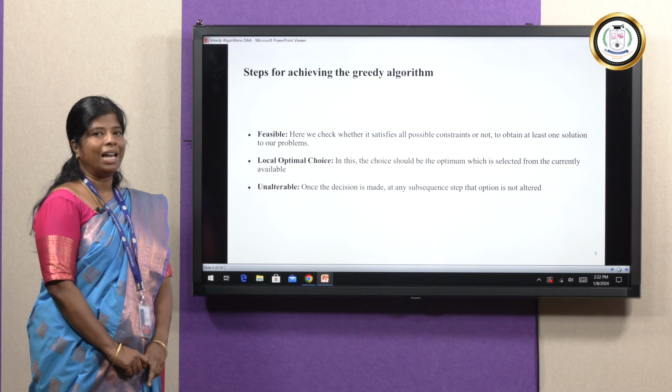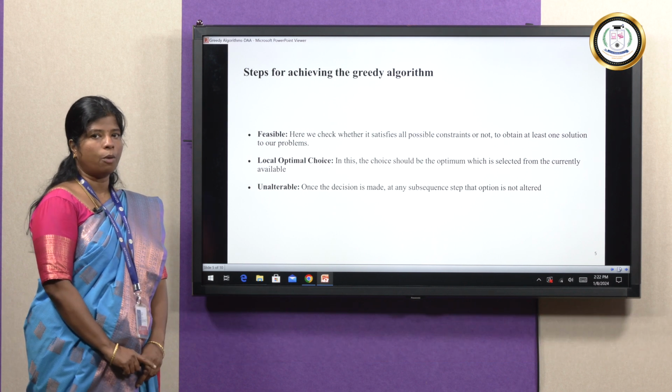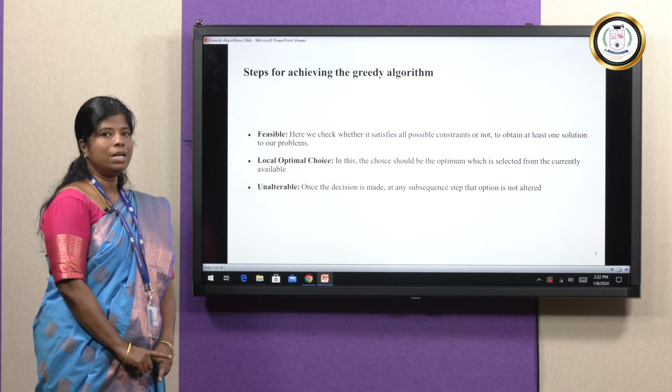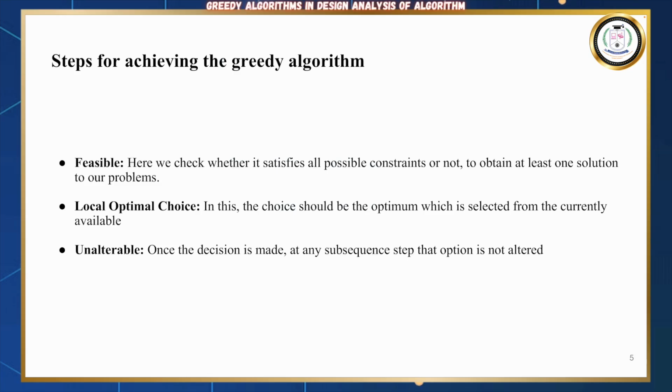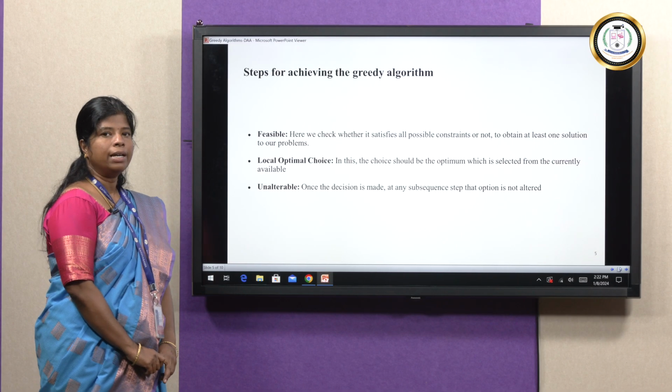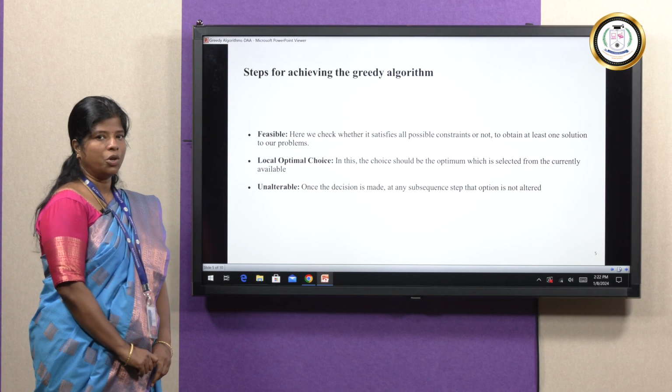At least, a problem will have one feasible solution. As we said, each and every problem will have constraints on the solution. What is meant by local optimal choice? In this, the choice should be optimum, selected from what is currently available. At the current moment, whatever solution is available is called a local optimal solution.